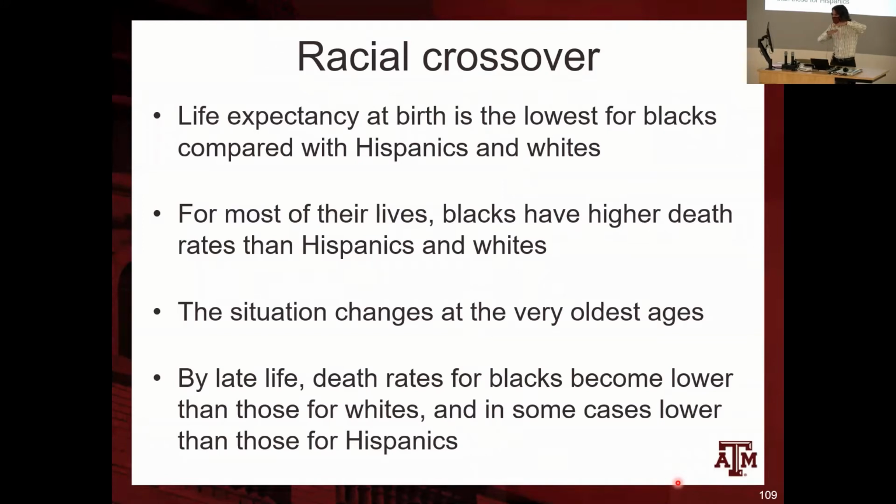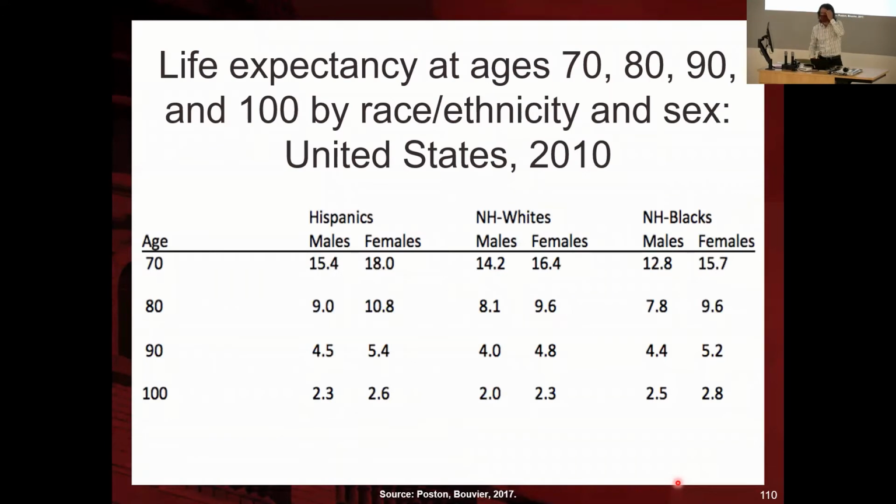So the Black population usually has lower life expectancy and higher mortality than these other groups. But then when you reach those last rows of the life table, people at really high ages, the remaining years of life that we see in the last column is higher among African Americans than other groups. And here's an example.